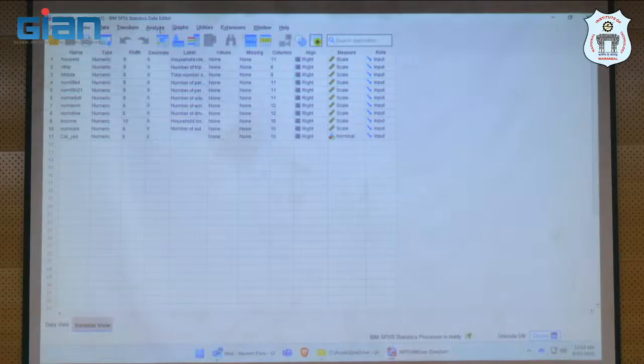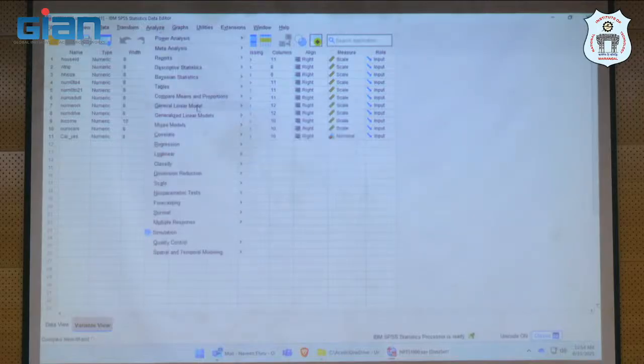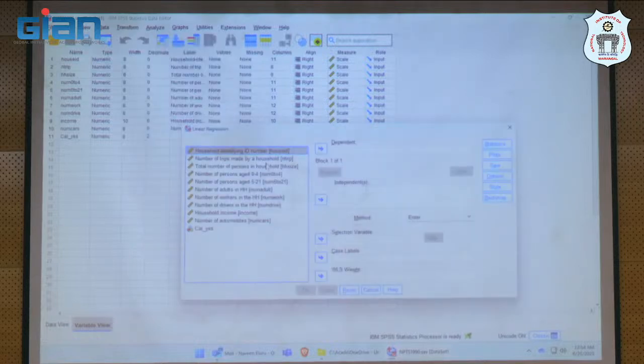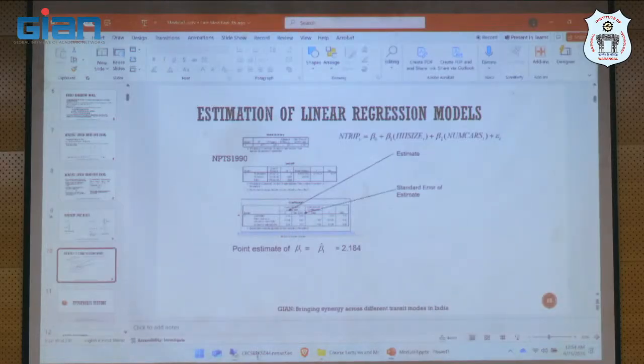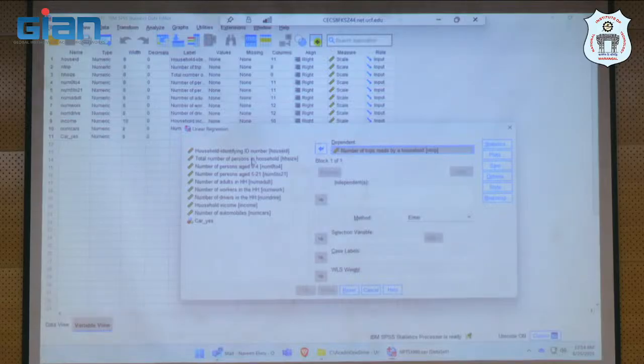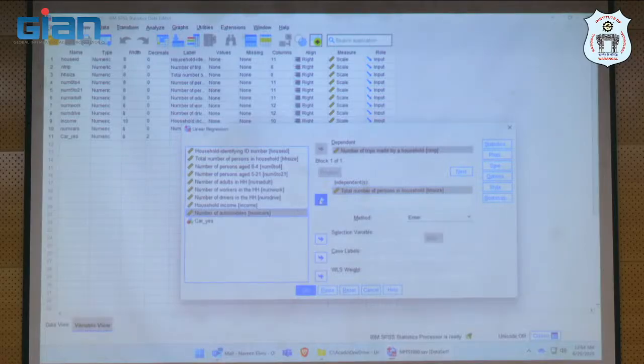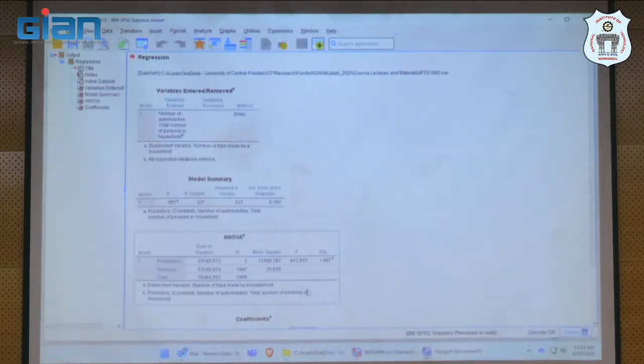Simple data set, I'll just show you the model. I'm running linear regression. I'm modeling number of trips, so this is my dependent variable. Then the independent variables are household size and number of automobiles. In this case it's just running in this fashion. I want to show you some outputs.